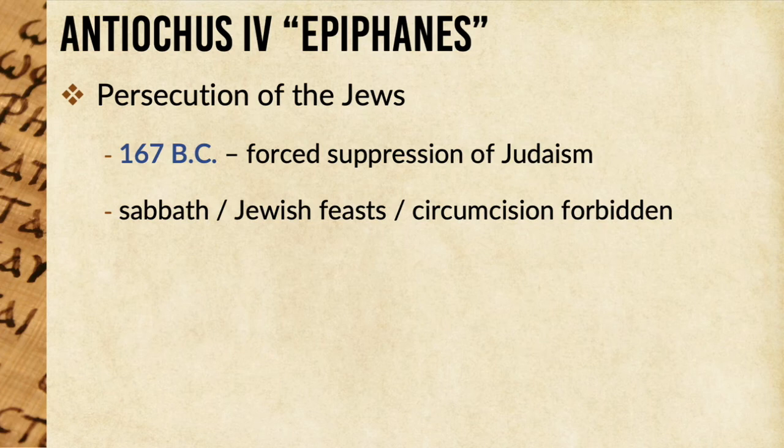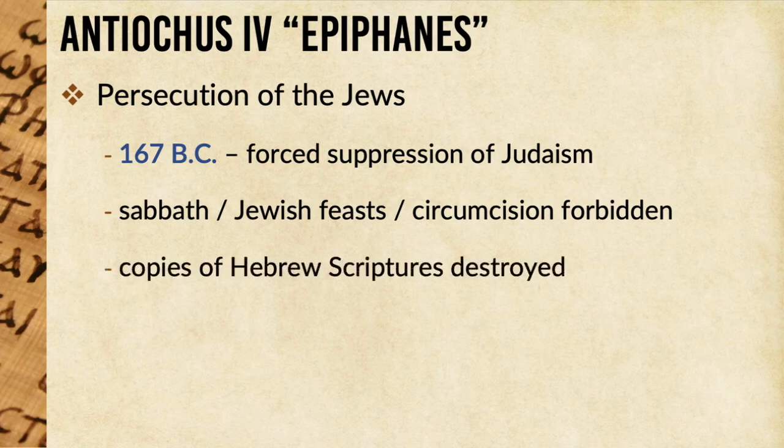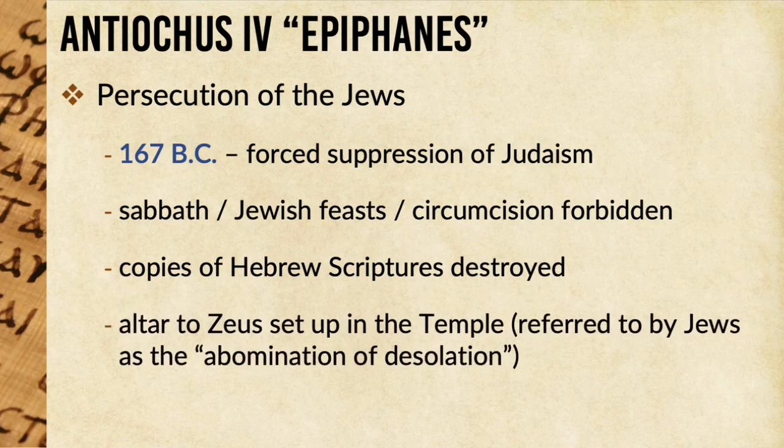Going right along with that, recognizing that Judaism is rooted in the Hebrew Scriptures, the Hebrew Scriptures are sought out and destroyed. In addition to that, as if this was not enough, Antiochus orders an altar to Zeus to be set up in the temple. That was referred to by Jews of the period as the abomination of desolation. That terminology should be familiar to you if you're a Bible student from the book of Daniel and from Matthew chapter 24. The Jews use that terminology to refer at this time to that altar to Zeus, the Greek god, that was set up in the temple.